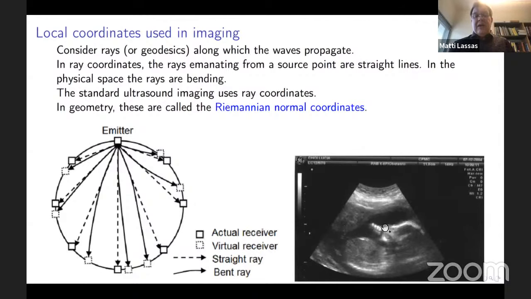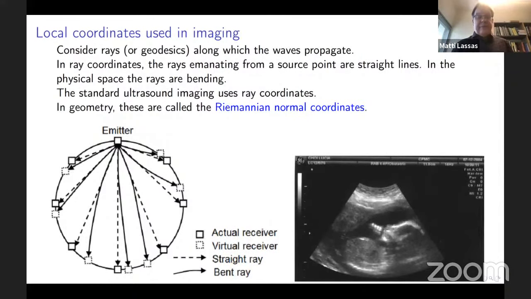So this really is not a physical picture, it's a picture in transformed coordinates. And in geometry those are called Riemann normal coordinates, and in ultrasound imaging they are called ray coordinates. Also, when you have an ultrasound image, never plan an invasive treatment with a needle or anything like that based only on this picture, because the coordinates in this picture are not physical coordinates. This is a picture in deformed coordinates.